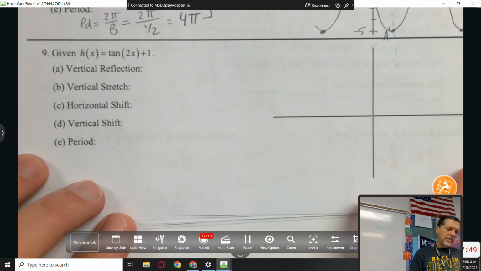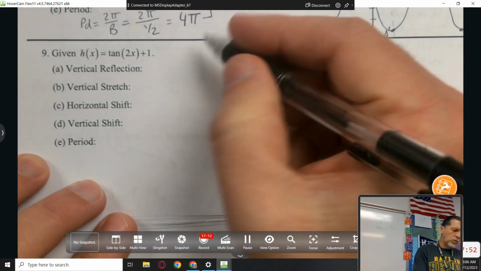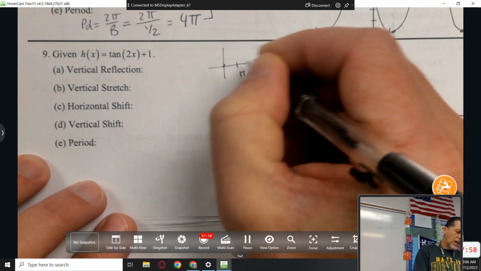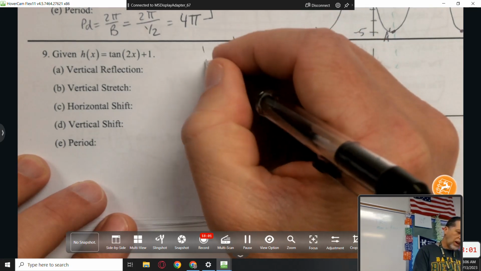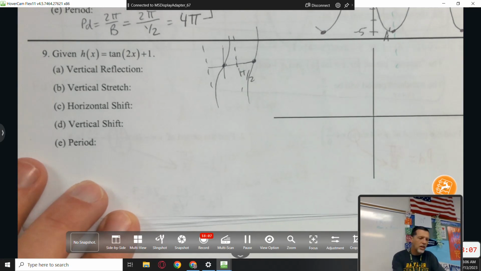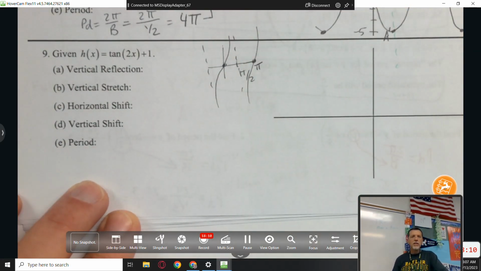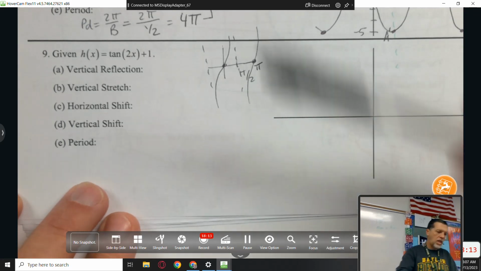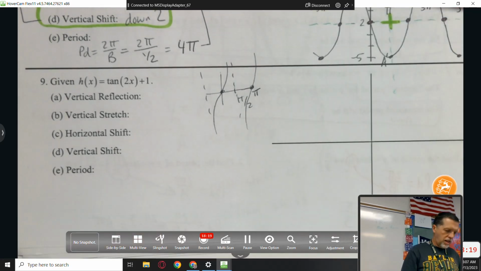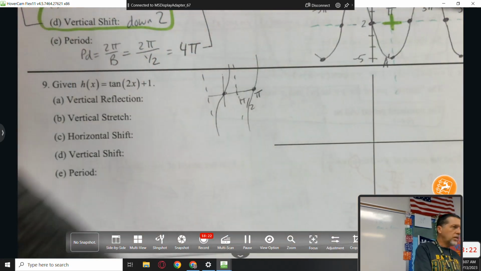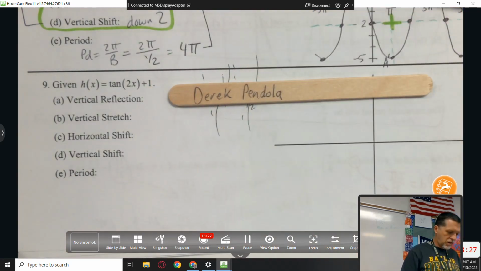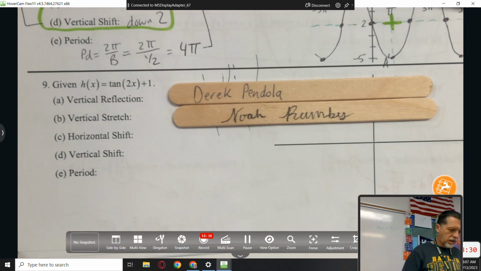Number 9, last one, tangent. Ooh, I'm going to, just because we hadn't done a tangent today, do the baby parent function there to get it in my brain what tangent looks like. Great way to take attendance. Get to almost everybody today.